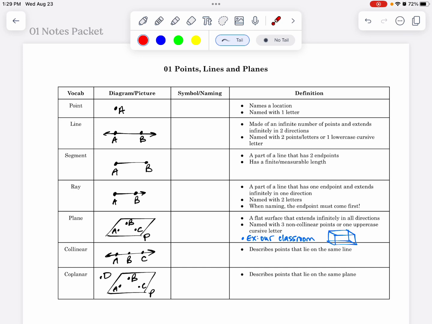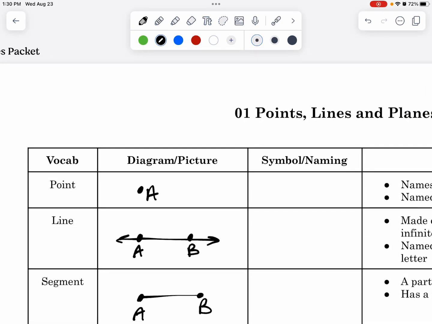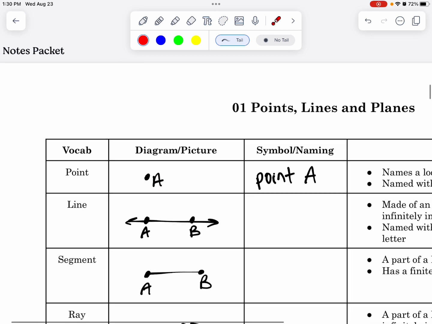I'm pretty sure that you all probably have an idea of what a point is. Here is what a picture looks like. If you imagine using Google Maps on your phone and trying to get down to Soldier Field, it is a dot on the map. It represents a location, and we name it with just one letter. If we are going to write a symbol or name for a point, there's nothing special about it. You just say point A. And I could call this letter whatever I want. I could use a B or a C or an X. The letter will change. It's called a variable. But in this case, it's just point A.